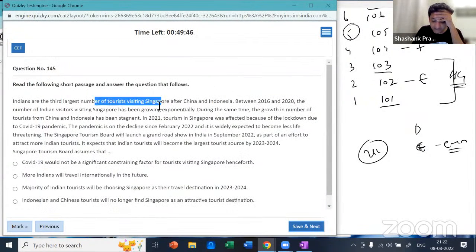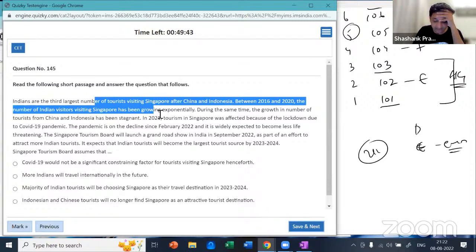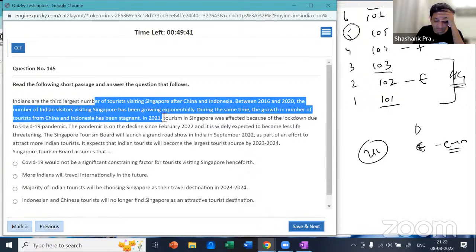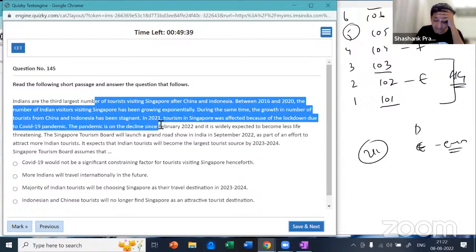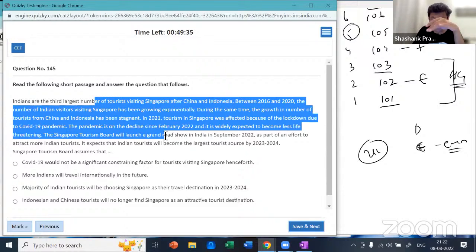Third largest number of tourists visiting Singapore: China, Indonesia. Number of Indian visitors has been growing exponentially. Growth in number of China has been stagnant. 2021 tourism was locked down. Pandemic is on the decline, becoming less life-threatening. Very good. We'll launch a grand show in India. Why not China and Indonesia?